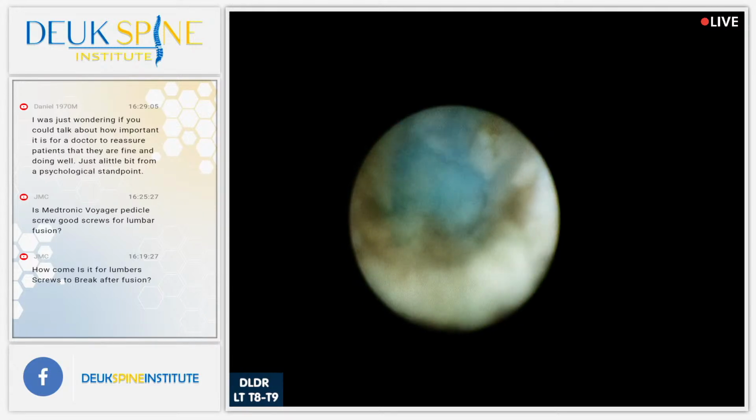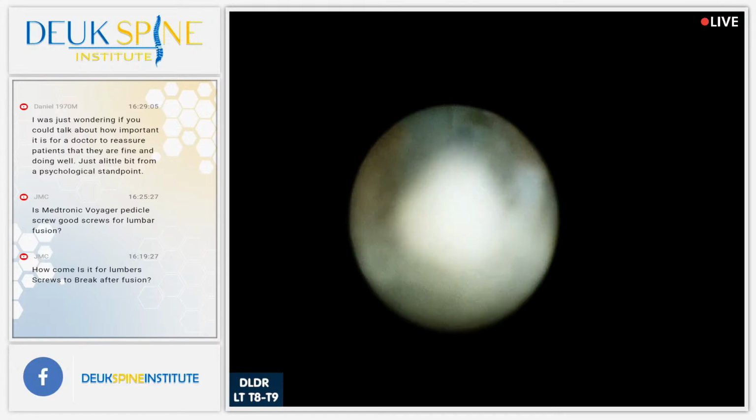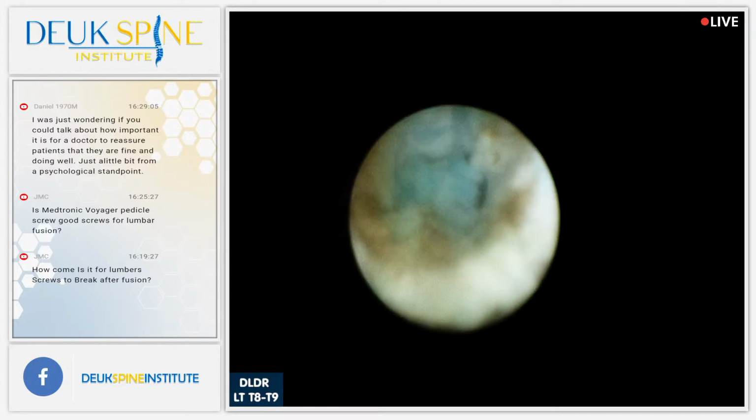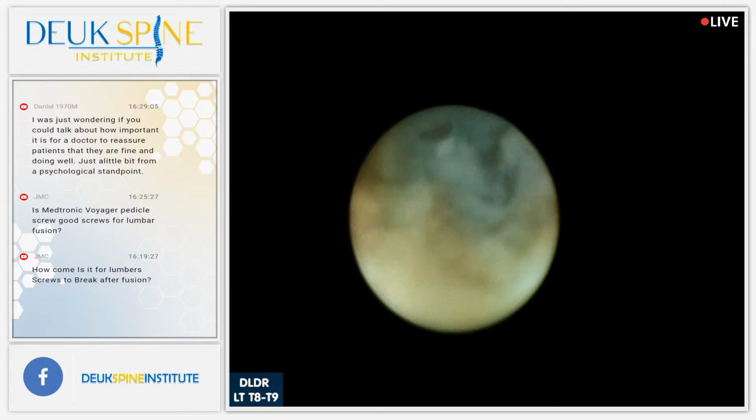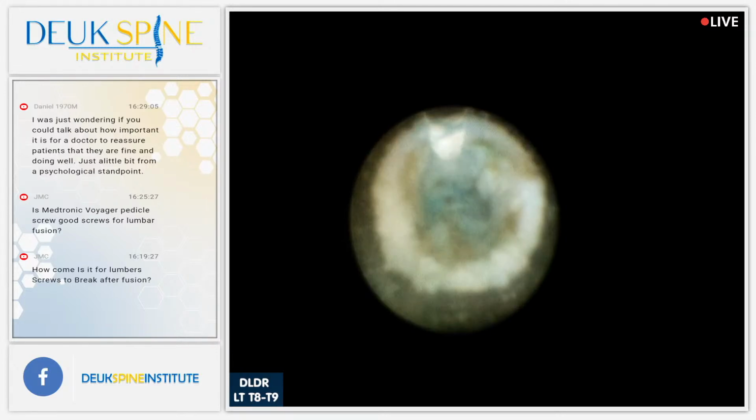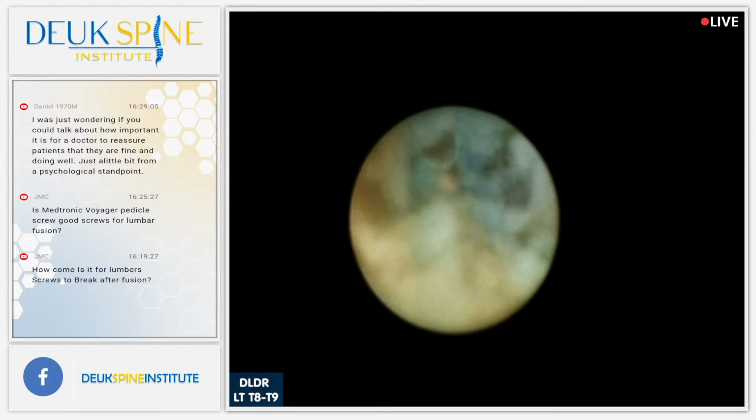Oh, herniation, you guys see it? Blue, beautiful. Oh, poor man is having so much pain. This is gonna feel so good. This blue thing just balled out.